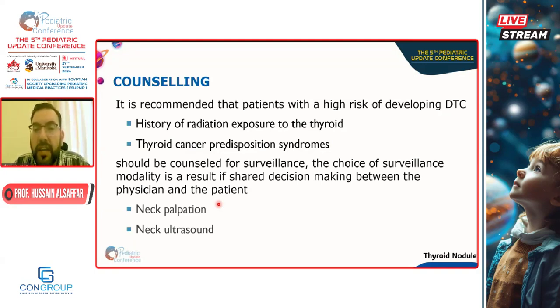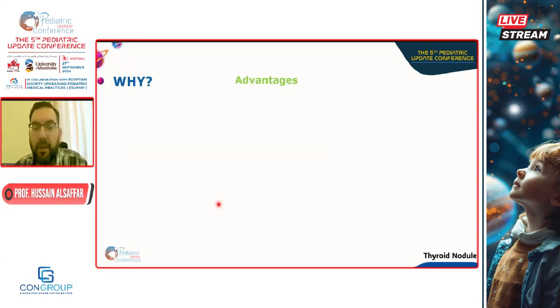And the choice of surveillance modality, whether you do neck palpation every 3 to 6 months, or neck ultrasound every 6 months, for example, according to the evidence, should be a result of shared decision making between the physician and the patient. Why do we do this? Why do we not just say you need an ultrasound after 6 months, or after 12 months, or I'm going to just follow up by palpating your neck every 3 months? This is a dilemma here, an area of argument. There are advantages and there are disadvantages.